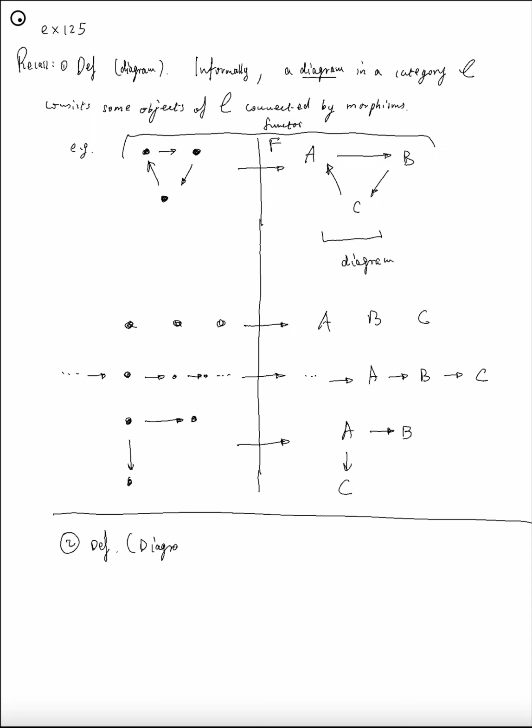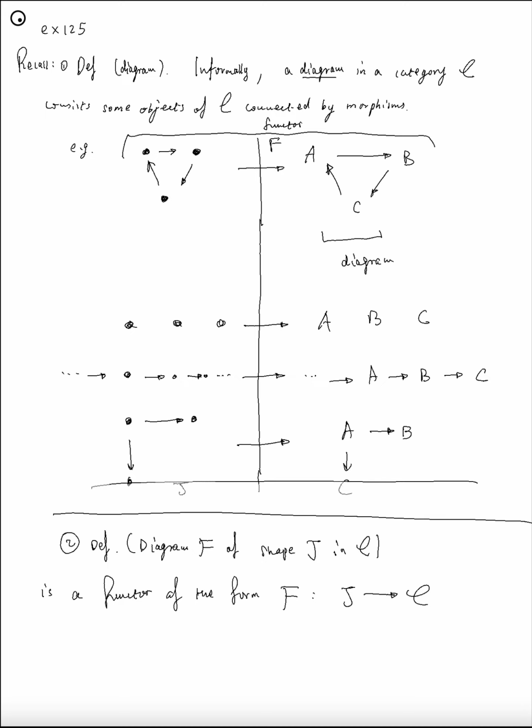We say a diagram X of shape J in category C, we mean a functor of the form, why not call this F, J to C. So you could think of those as J or those as C. Okay.